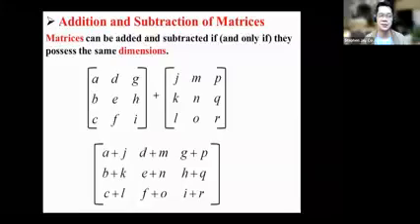In addition and subtraction, matrices can be added and subtracted if and only if they possess the same dimensions. Remember, it's the same dimension. Like here, 3 by 3 plus 3 by 3. You cannot do 3 by 3 and then 3 by 2. So A plus J, D plus M, G plus P, and so on and so forth. That's the only thing that you can add or subtract. It has to have the same dimension.